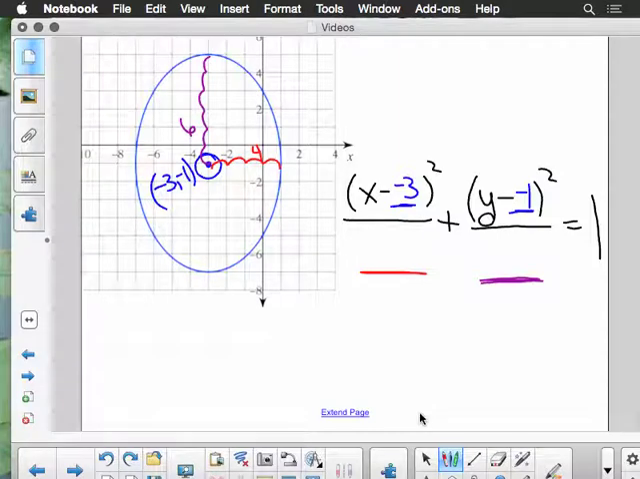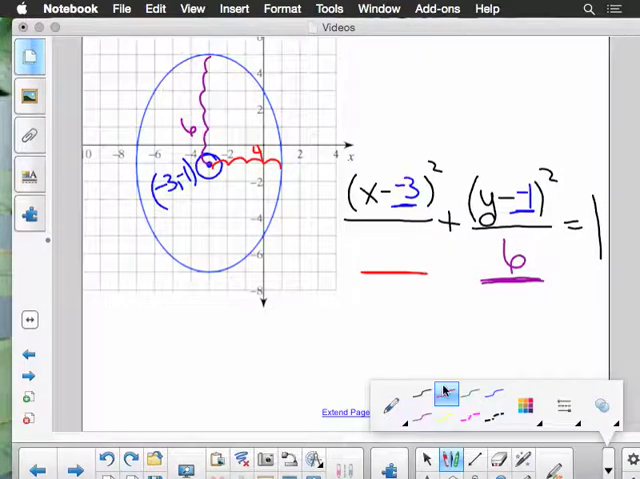Now, obviously, our ellipse is taller than it is wide, so that means our 6 is going underneath our y squared. Okay, it helps too that you count it up and down, and y goes up and down, and x goes right and left. But the bigger number goes underneath the y when it is vertical. The bigger number goes underneath the x when it is horizontal. So if the ellipse is stretched tall, then that bigger number is going to go underneath the y. If the ellipse is stretched wide, then that bigger number is going to go underneath the x. And of course, the number that goes underneath the x is the 4.